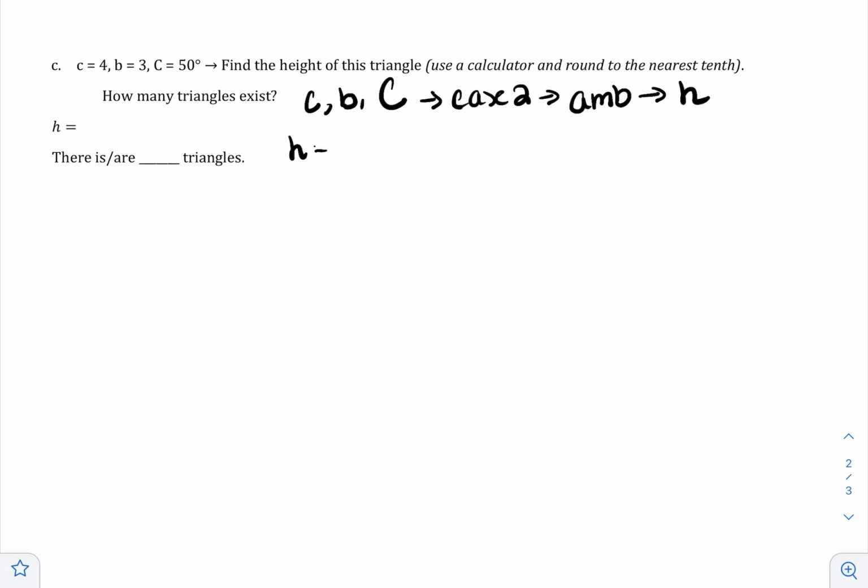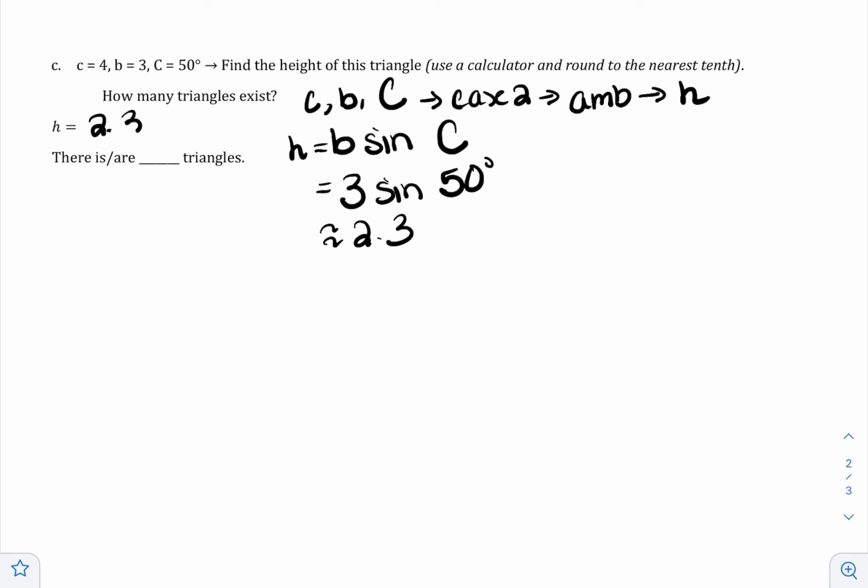So the height is going to be the sine of the only angle that's given to you times the side that doesn't match. So when I plug that in, I get 3 sine of 50 degrees. So 3 sine of 50 is going to be about 2.3. So the height is 2.3. So then I compare it, use the letter I haven't used yet, which is C. So C, which is 4, is definitely greater than the height. And C is also greater than B. So when I swing it, because it's greater than B, it's only going to hit the bottom once. So you're only going to have 1 triangle.